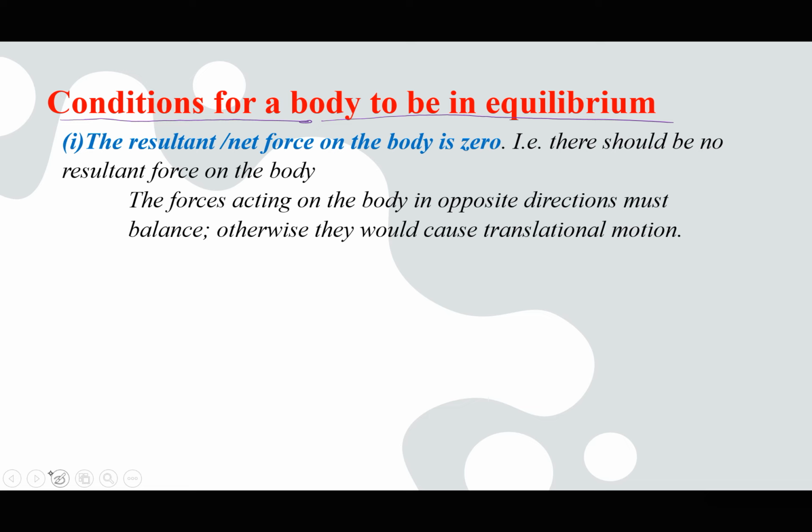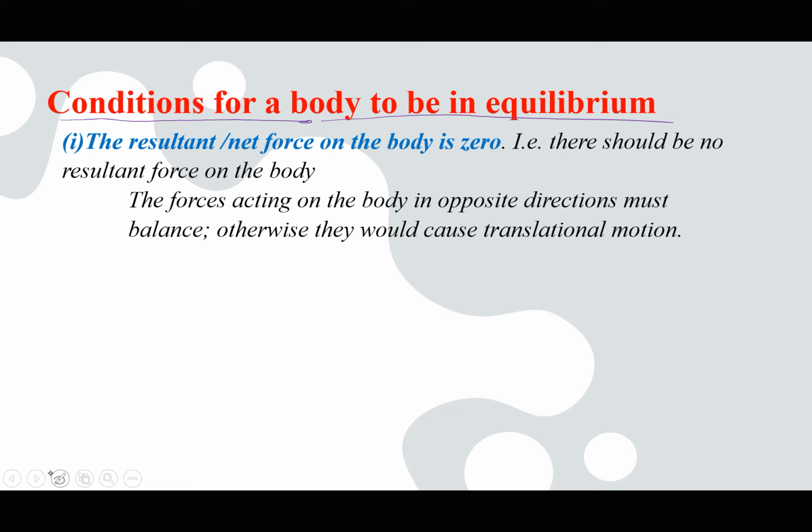So a situation where there is no resultant force, or where the net force on the body is zero, we call that translational equilibrium. The body cannot leave one point to another point because there is no translation. There is no movement from one point to another point if the resultant force is zero. But remember, a body can have a resultant force of zero when it is moving from one point to another, especially if it is moving in a straight line at a constant speed.